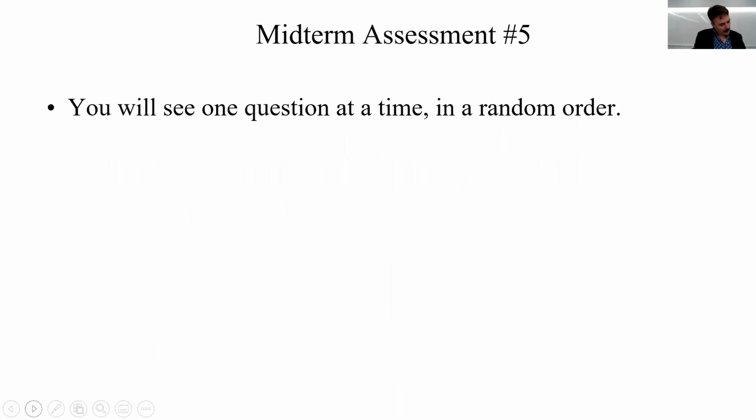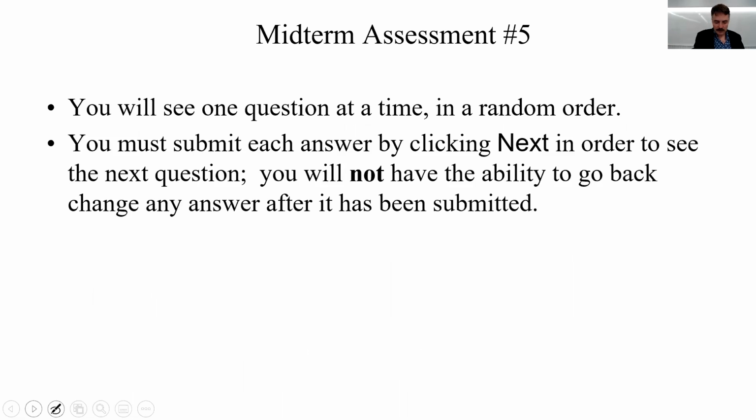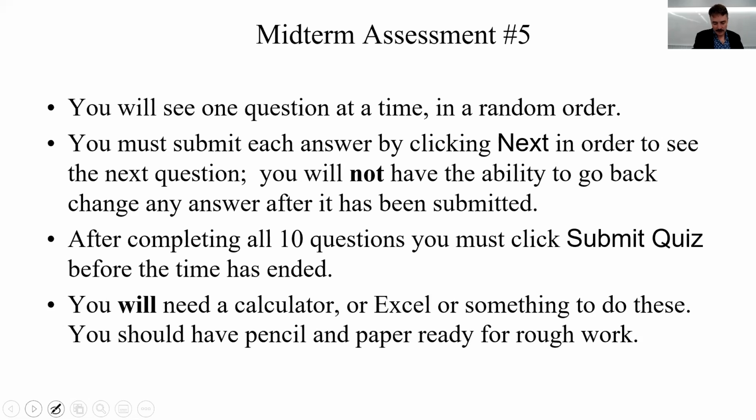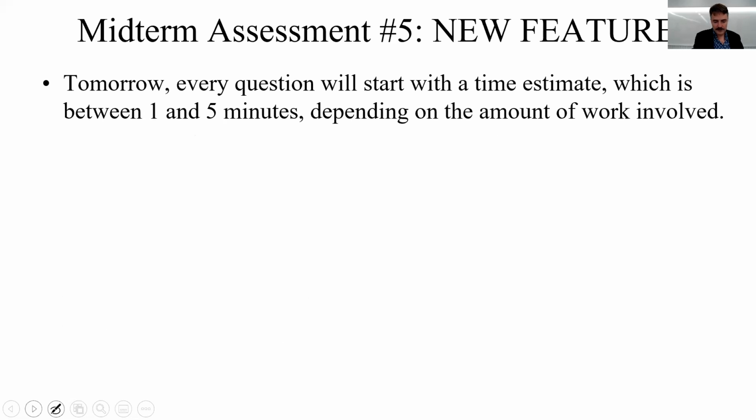You'll see one question at a time in a random order. You know this. You submit each answer by clicking next and see the next question. You do not have the ability to go back and change any answer after it has been submitted. After completing all 10 questions, you have to click submit quiz. You're obviously going to need a calculator to do the numerical things.